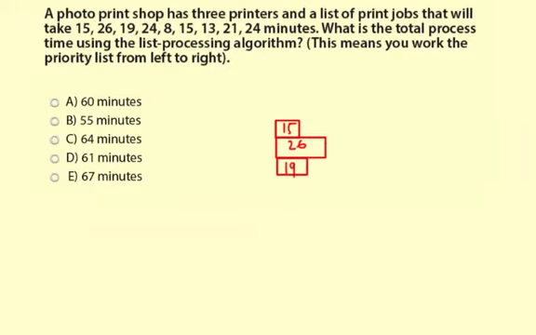So the next number on the list is 24. And I'll put that about right there. And then next is 8, and that will go after the 19 because the 19 would finish next. And then next is 15, and that will go after the 26.